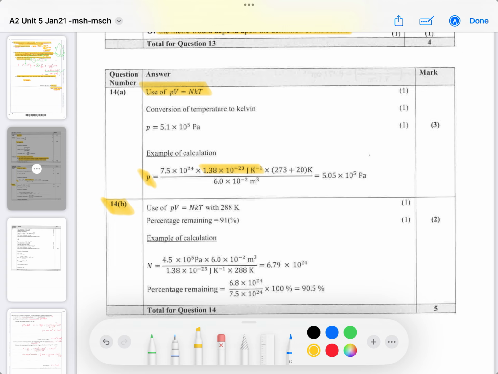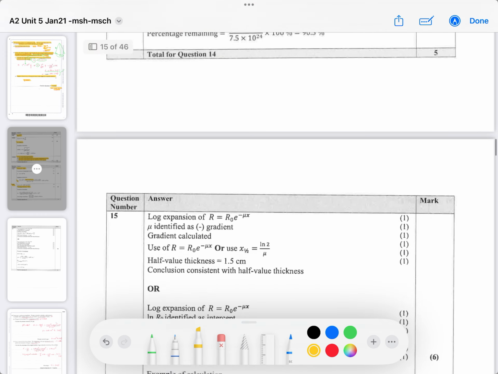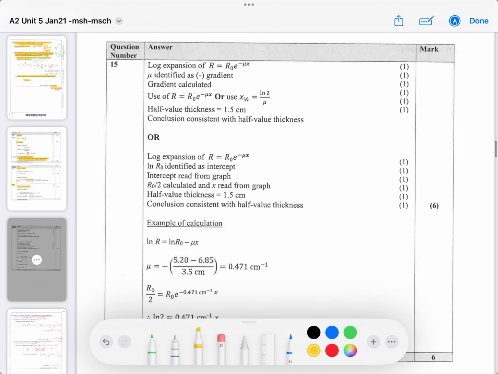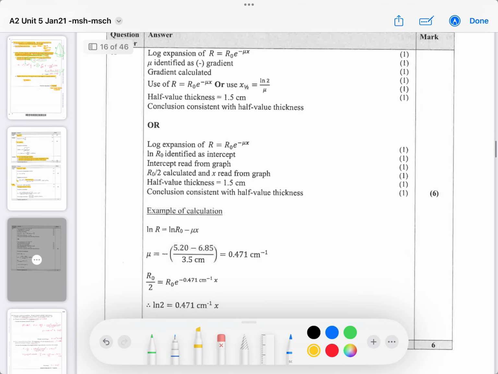You've got to work out the percentage remaining, which they say is 91%. So we looked at the answer first only because of the way the mark scheme is, I've kind of interwoven it with the exam questions. So it's easier when I'm running through it to find what I'm looking for and to explain things to you. Okay, question 15 will then follow.